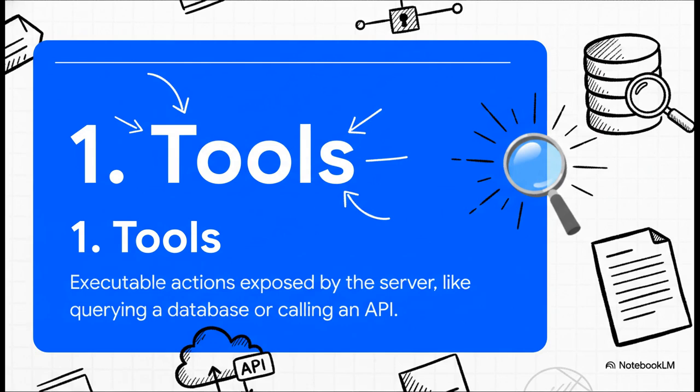First up, you've got tools. These are basically the verbs, the actions the AI is allowed to perform. So let's say you're building an AI travel agent. A tool would be the ability to query a flight database or book a hotel room. They are the specific, executable things you want to let your AI do.